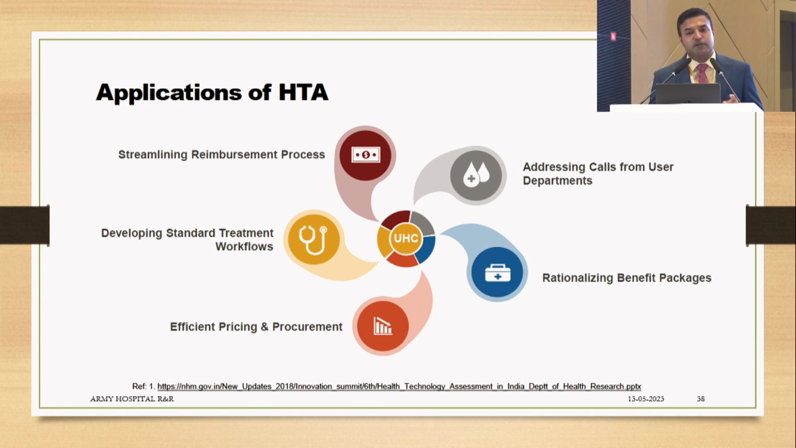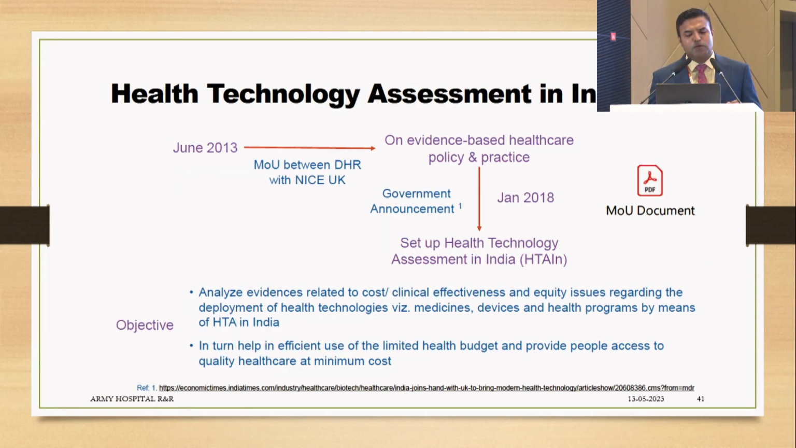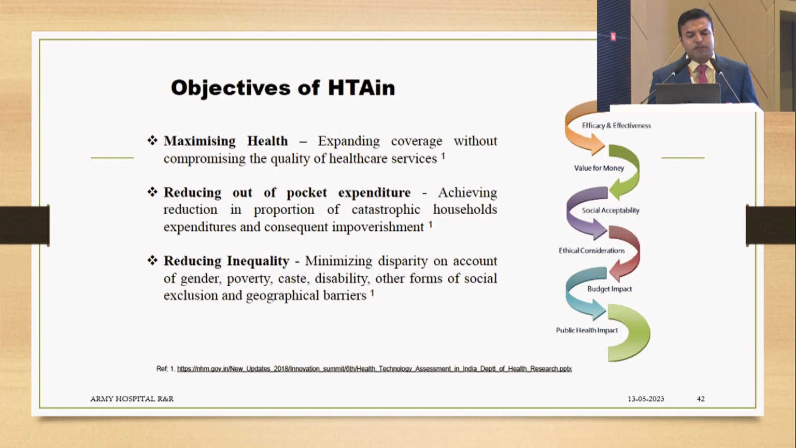This is where the corporates come in. The government will be empowered to talk to the corporates to reduce the price of certain drugs if they want to practice in our country. Now, how have we postured ourselves? In 2014, the World Health Assembly told us to put it in place. By 2018, HTA in India was established. It is maximizing health by reducing out-of-pocket expenditure and, most importantly, reducing inequality. Both the rich and poor should get the same treatment.